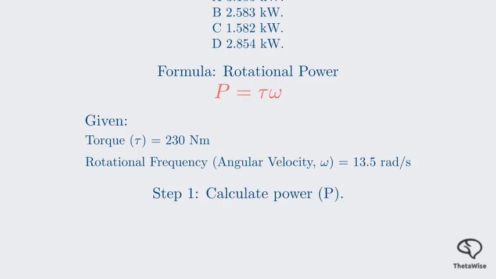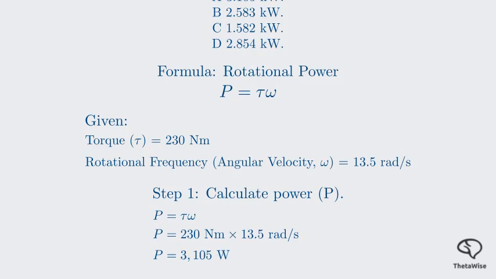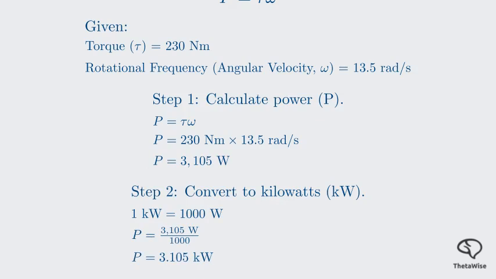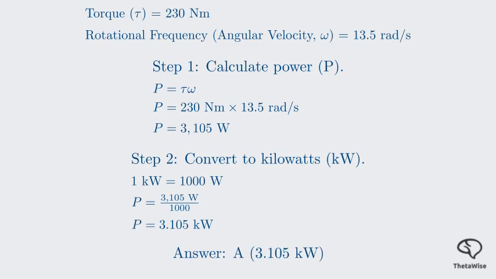P equals 230 times 13.5. Performing this multiplication gives us 3,105 watts. The options are in kilowatts, so we need to convert our answer. We know that 1,000 watts equals 1 kilowatt. So 3,105 watts divided by 1,000 gives us 3.105 kilowatts. This matches option A. The correct answer for 2.3 is A, which is 3.105 kilowatts.